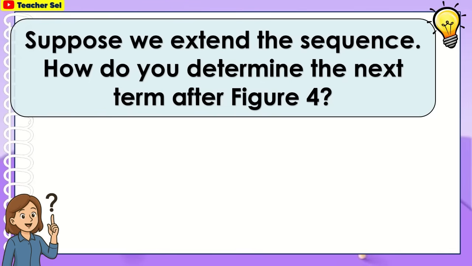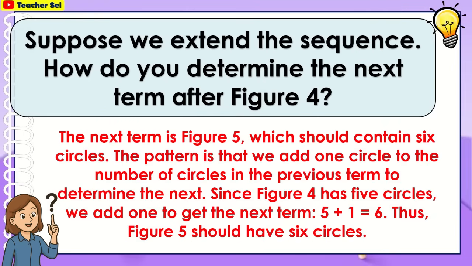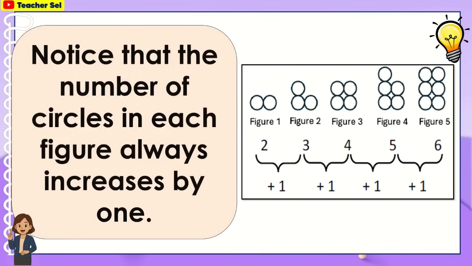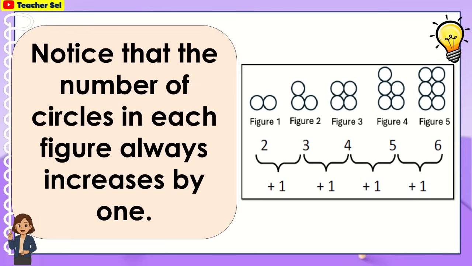Suppose we extend the sequence. How do you determine the next term after figure 4? The next term is figure 5, which should contain 6 circles. The pattern is that we add 1 circle to the number of circles in the previous term to determine the next. Since figure 4 has 5 circles, we add 1 to get the next term. 5 plus 1 equals 6. Thus, figure 5 should have 6 circles. Notice that the number of circles in each figure always increases by 1.